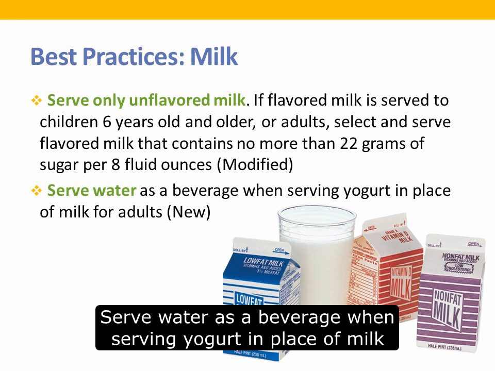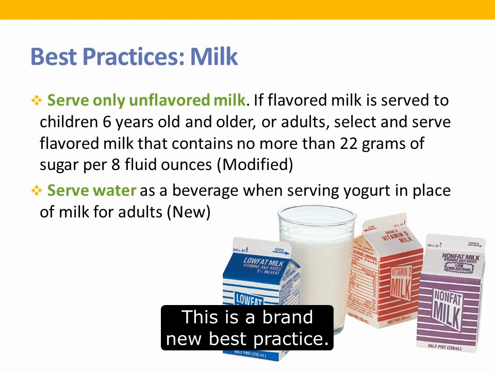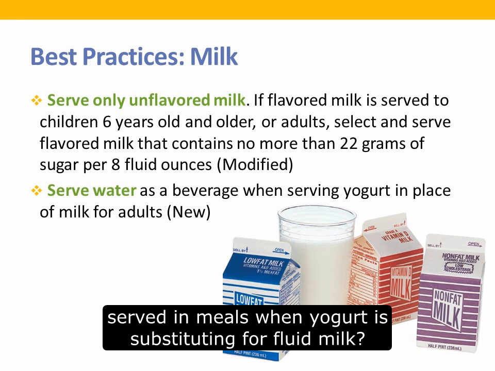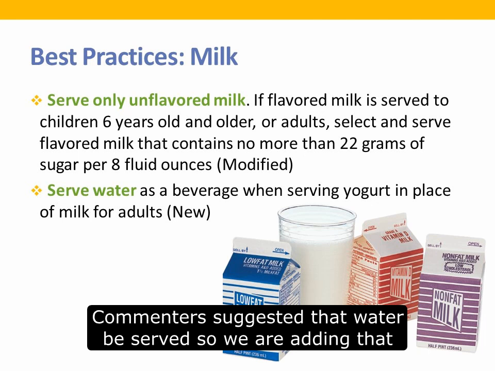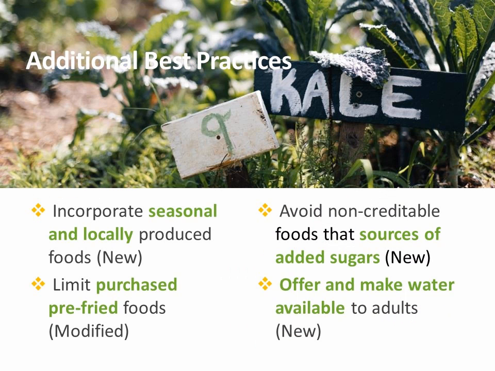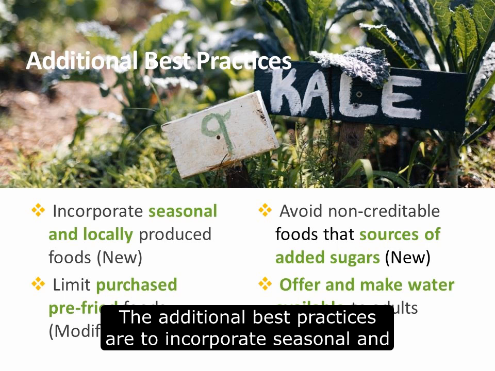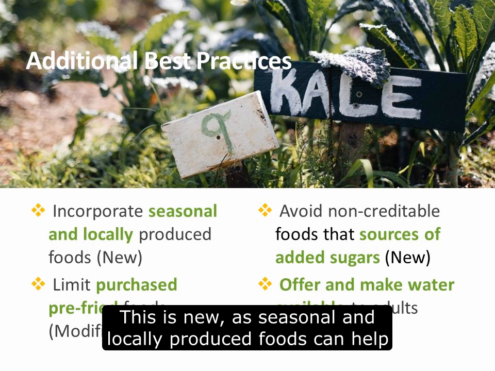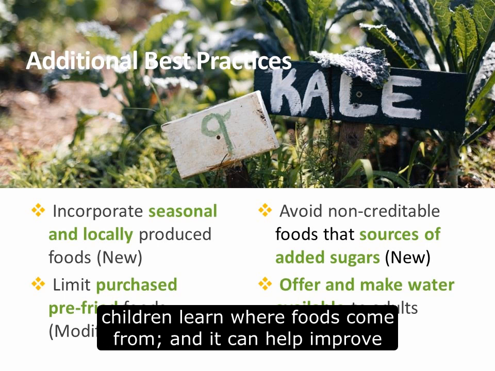Serve water as a beverage when serving yogurt in place of milk for adults. This is a brand new best practice. In the proposed rule, we asked what types of beverages would be served in meals when yogurt is substituting for fluid milk. Commenters suggested that water be served, so we are adding that as a best practice. The additional best practices are to incorporate seasonal and locally produced foods into meals. This is new, as seasonal and locally produced foods can help children learn where foods come from, and it can help improve the quality of the meal.